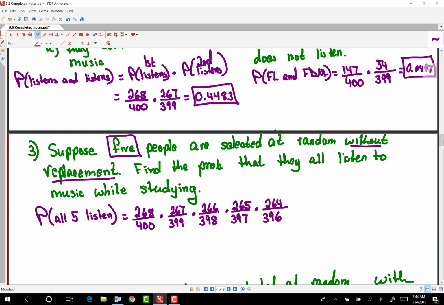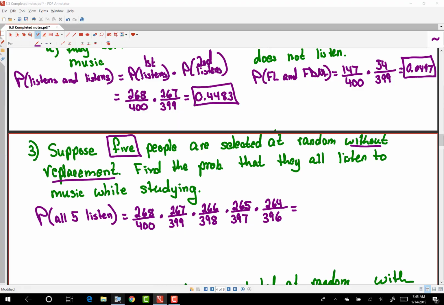In this case, the top number is also going down because we're keeping them all in the same category. We're all looking at listening to music while studying. And when you type this in your calculator, I'm going to show you this one, but you can just type it all in at once. Just type each fraction with division.